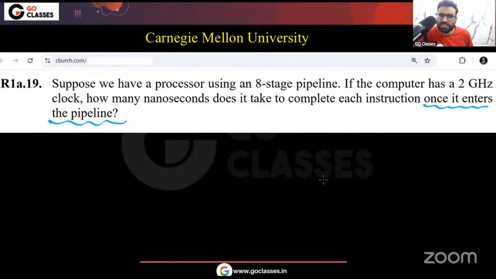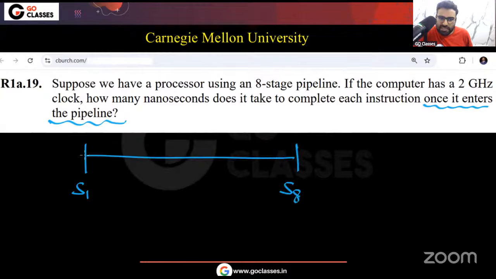This is actually wrong, because the question is asking how much time it will take for each instruction once it enters the pipeline. That means from the moment it enters the pipeline, from stage 1 to stage 8, to its completion, how much total time it will take. This is the time the question is asking.